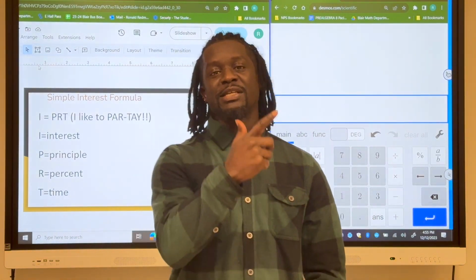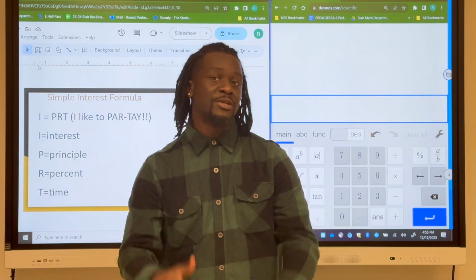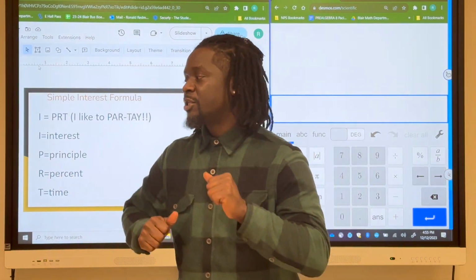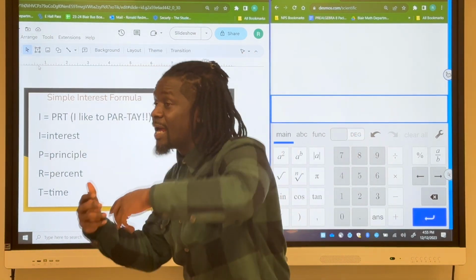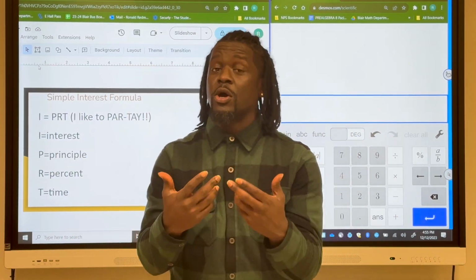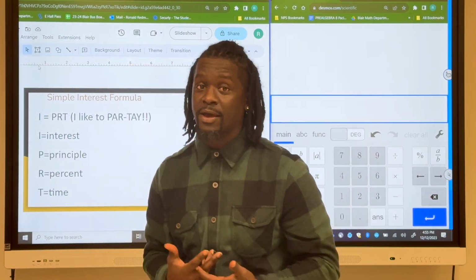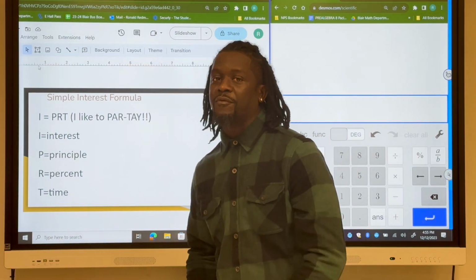For calculating interest, we have a formula, and this formula is simple. Shout out to Miss Clock, I've heard her say this, maybe you have if you have her in support. She says, I like to party. And if you know Mr. Redmond, you know I like to party because I be getting down. But I'm going to save that for another time.